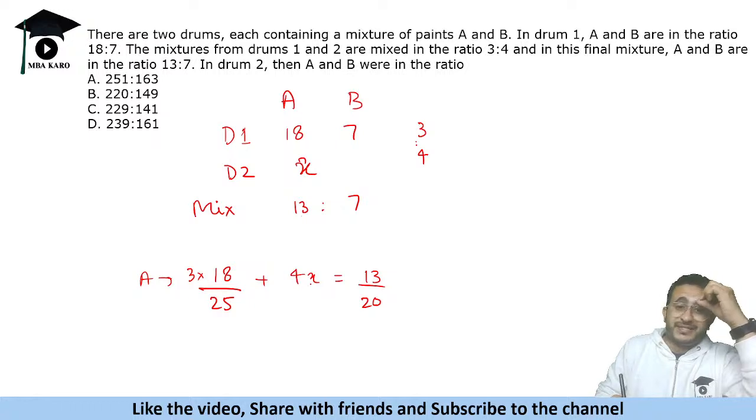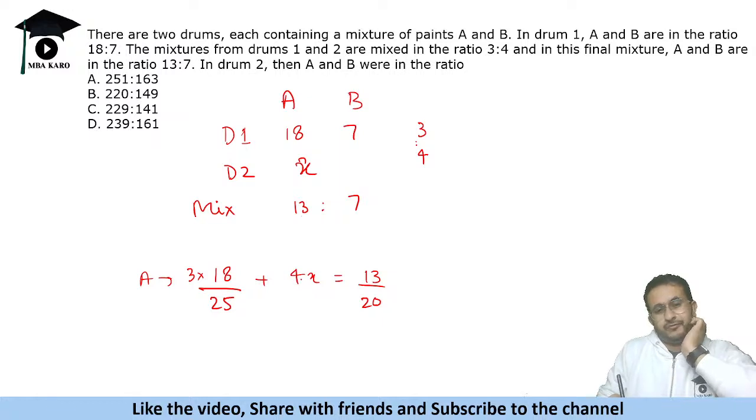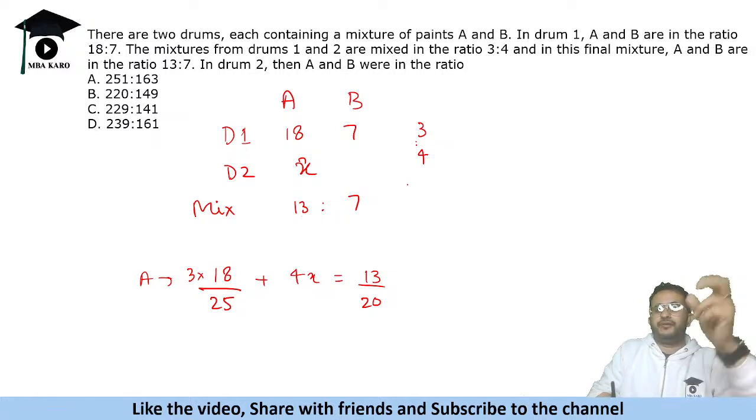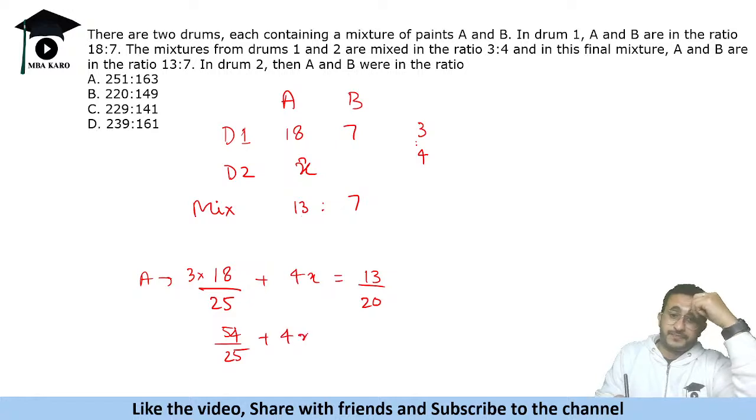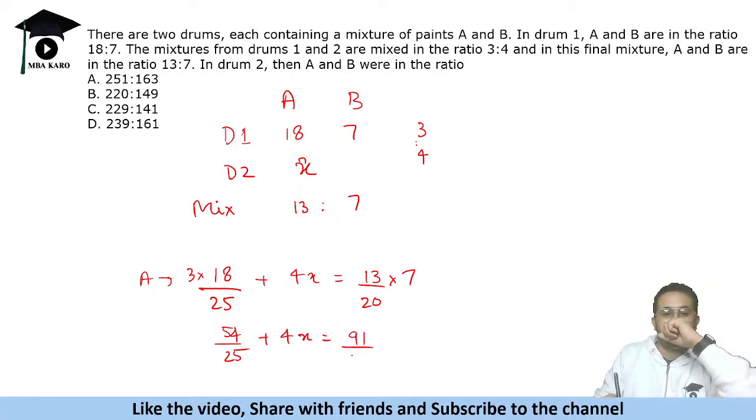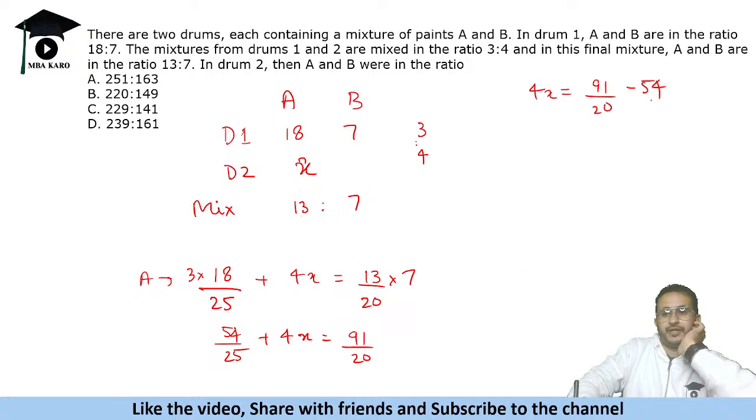Now let us say x is the portion. Here 18 by 25 is the portion. Here it is 4, like they are mixed in the ratio 3 and 4. So 3 parts of it 18 by 25, 4 parts of x makes it 13 by 20. So this will become 54 by 25 plus 4x is equal to 13 by 20, or we will multiply by 7 also, like total is 91 by 20. Yeah. So 4x is equal to 91 by 20 minus 54 by 25.